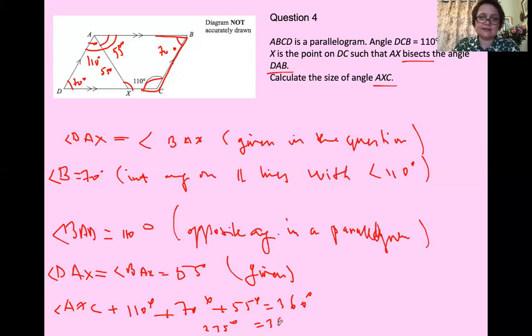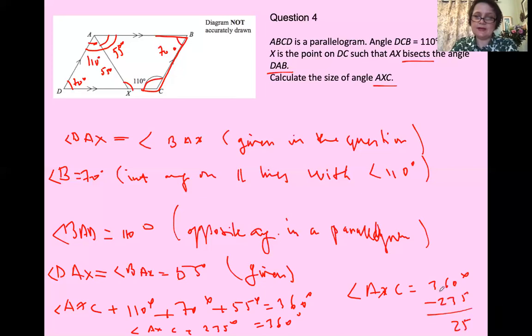So angle AXC plus 235 equals 360. And so angle AXC is going to be 360, take away 235. And the answer is 125 degrees. So angle AXC equals 125 degrees, just like that. And you can label it here.